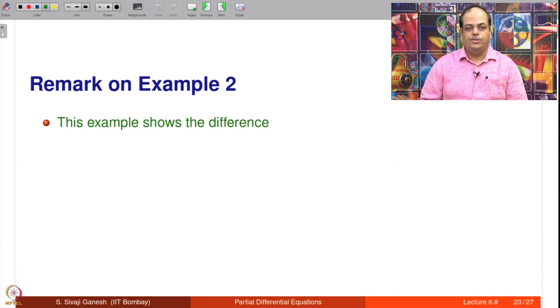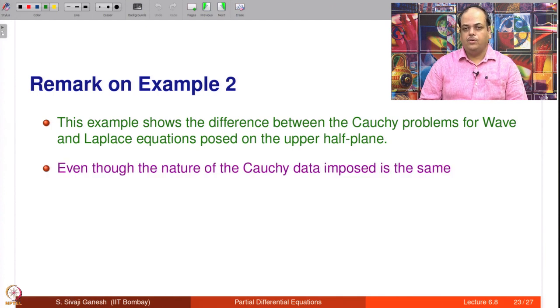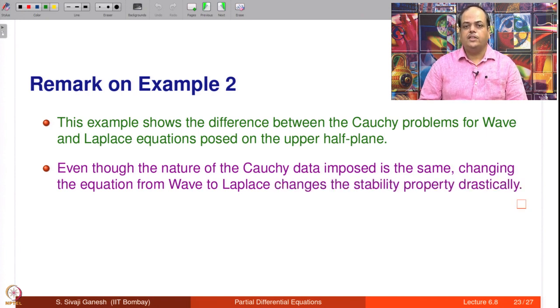A remark on example 2: this example shows the difference between the Cauchy problems for the wave equation and the Laplace equation posed on the upper half plane. Even though the nature of the Cauchy data imposed is the same, changing the equation from wave to Laplace changes the stability property drastically.